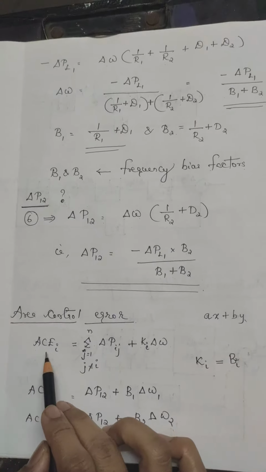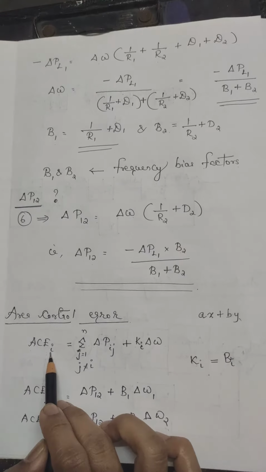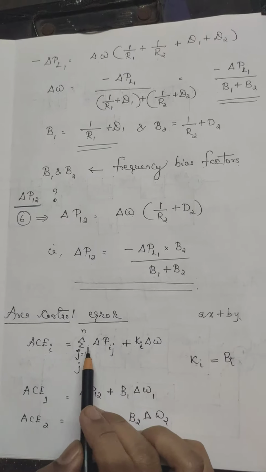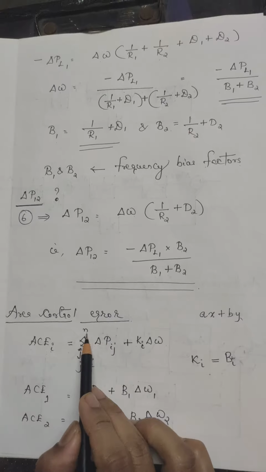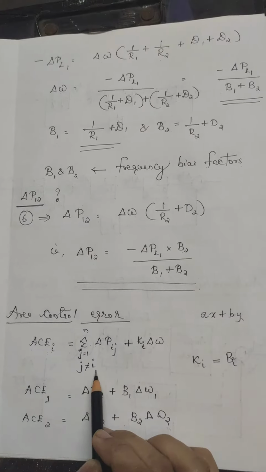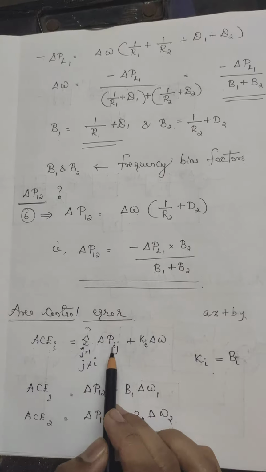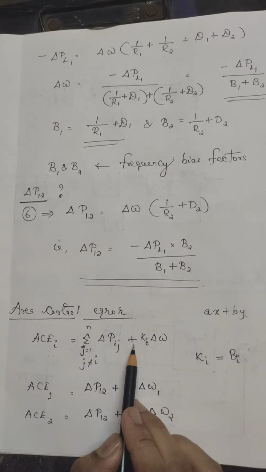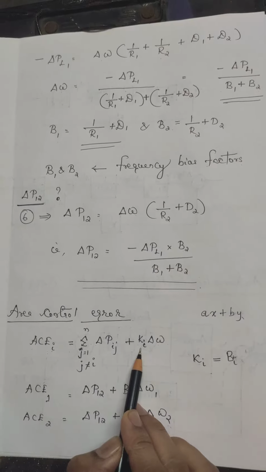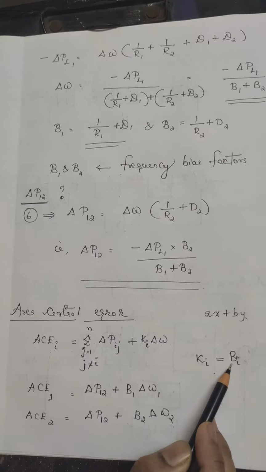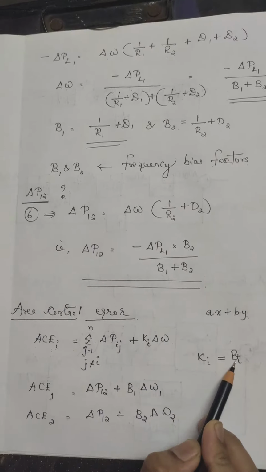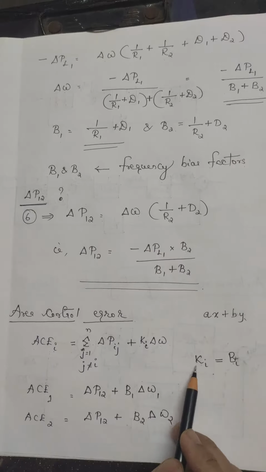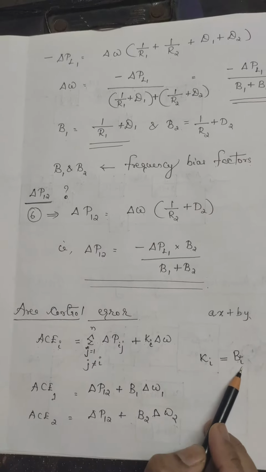So area control error for any area i can be written as summation j is equal to 1 to n, j not equal to i, delta Pij plus Ki into delta omega. The constant Ki can be taken equal to the frequency bias factor for that particular area. That is, Ki is equal to Bi.